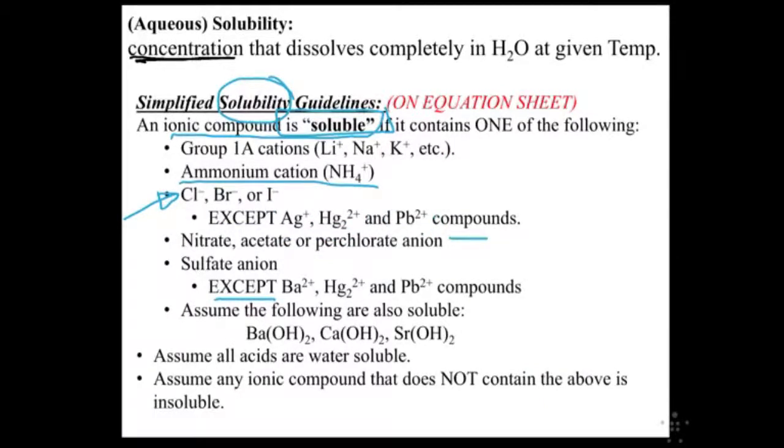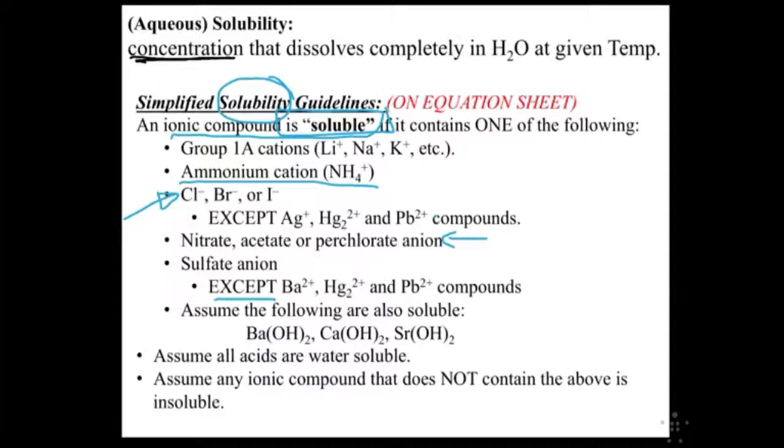And we see that the nitrate, acetate, and perchlorate anions all make soluble compounds. So if we had, for example, silver nitrate, silver 1 nitrate, that would be soluble, okay? Or if we had zinc nitrate, that would be soluble. It would be aqueous. That would be soluble in water.